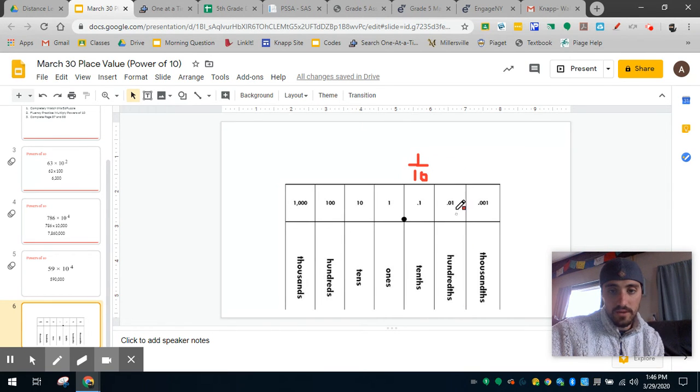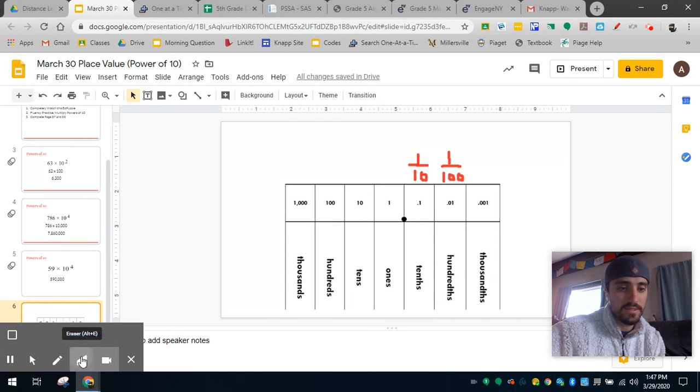I can also write hundredth, this hundredth place, as 1/100th. This fraction value is the same as its decimal value, and 1,000th would be the same as well. We're going to have to remember that going forward. I'm going to post this image as well to help you when you do some of your independent practice.